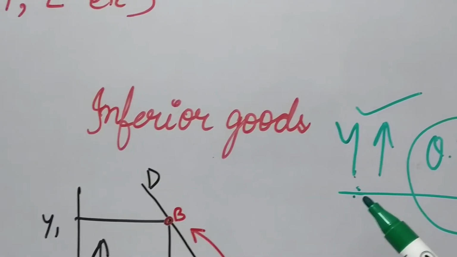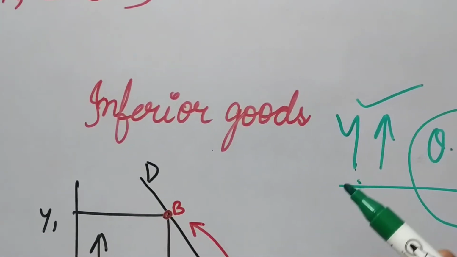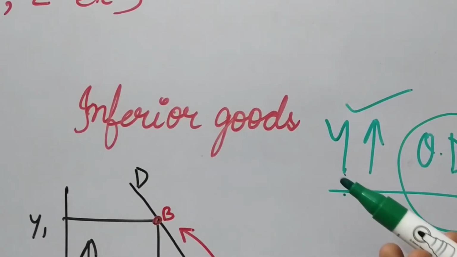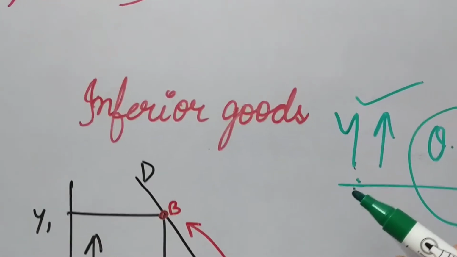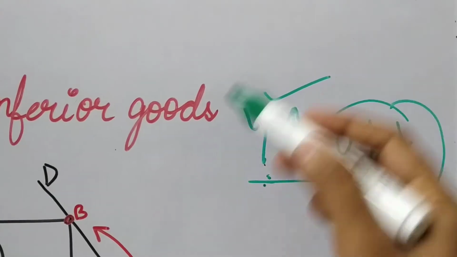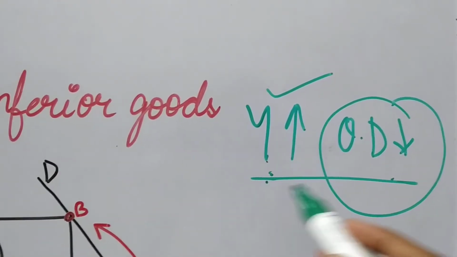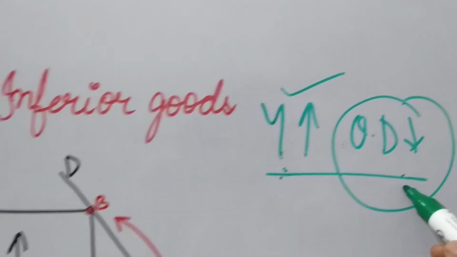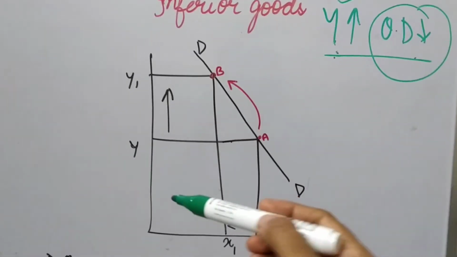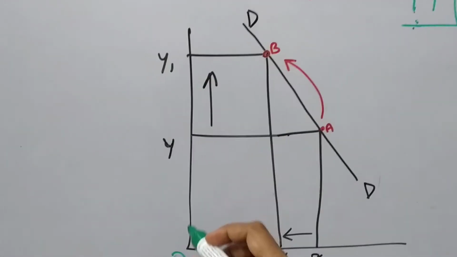Because now his income increases, he can increase his living standard, and just to increase his living standard, he can shift his consumption to the superior good. That's why there is a negative relationship between income and the quantity demanded of inferior goods. The same thing we are showing in the diagram. First of all, his income was OY.